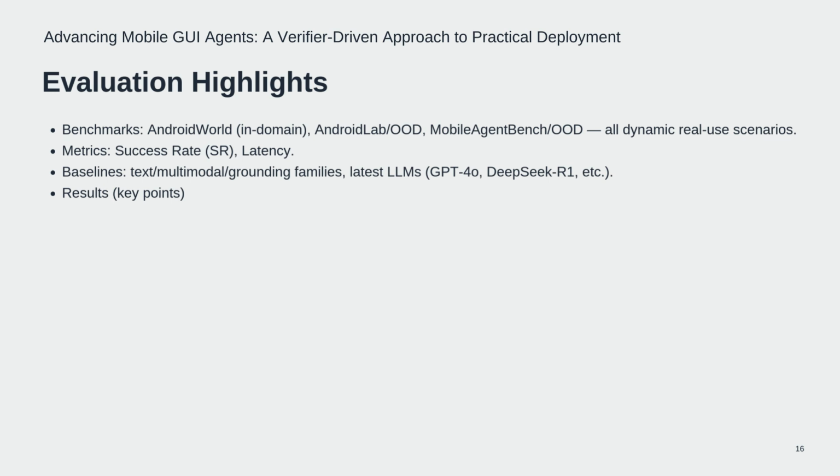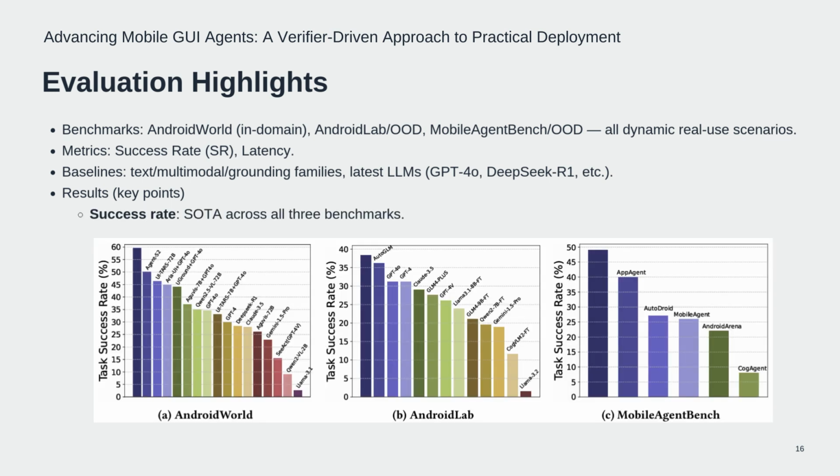Now the results, the key points. When it comes to success rate, Voidroid achieved the highest success rate on all three benchmarks. About decision latency, they also greatly outperform others in speed. Their average decision-making latency is around 0.7 seconds per step.